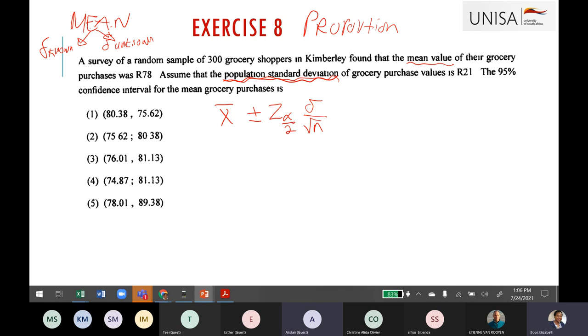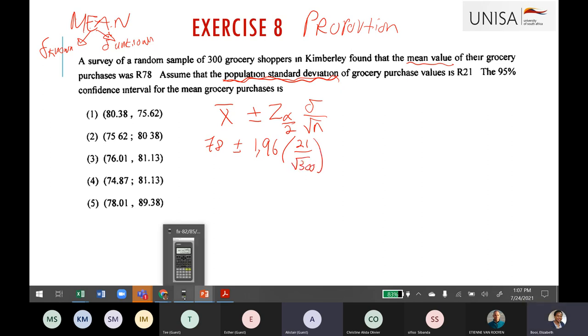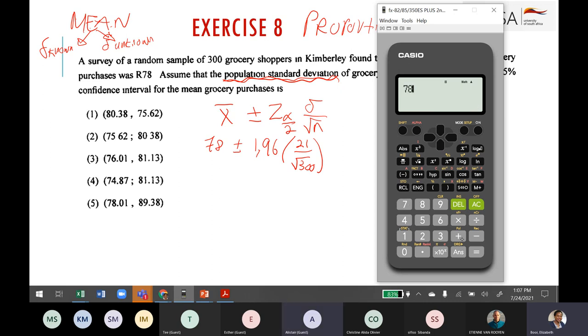Your x bar? x bar is 78. 78 plus or minus your critical value of 1.96. And your standard deviation? It's 21 divided by the square root of 300. And if we use the calculator, 78 minus 1.96 times the square root of 21 divided by 300, close bracket, equals. Lizzie, your square root is over the entire term. It must just be over the 300. Yeah, the square root is over.